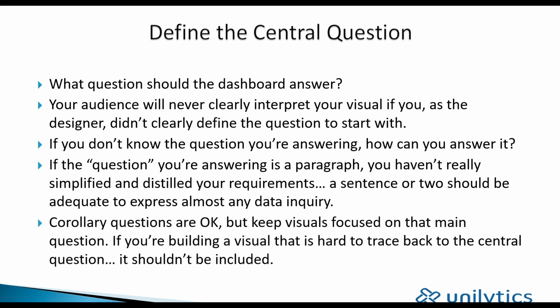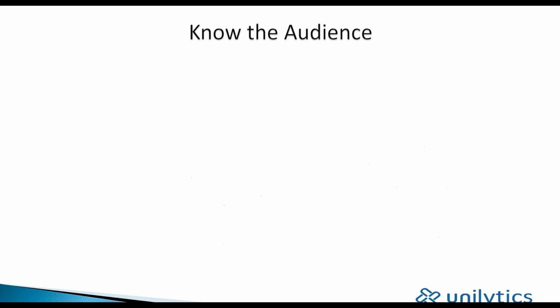You can ask corollary questions. For example, if you wanted to say, is there a correlation between life expectancy and fertility rate? That's a good question. And does that correlation hold true based on income level? That second question is totally acceptable because it's related to the first question. But you wouldn't want to have multiple different varied questions on the same dashboard. Next, visual best practice, know who the audience is.